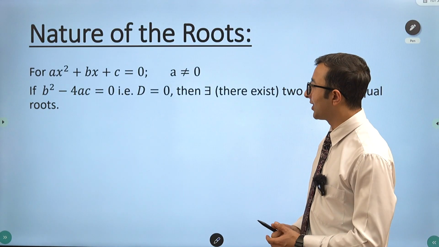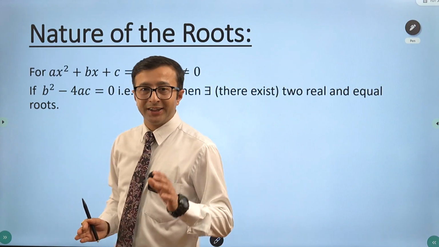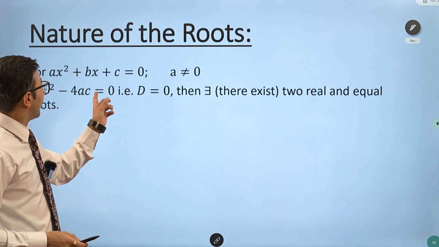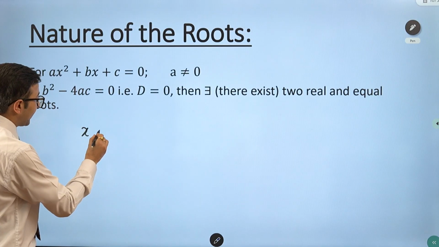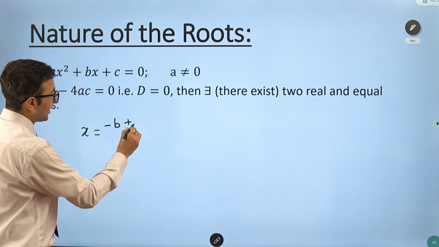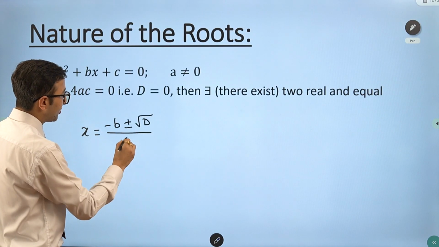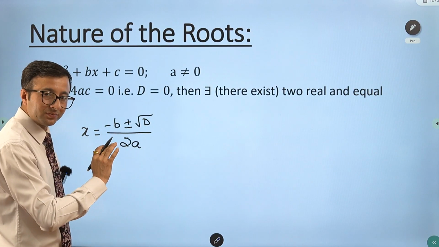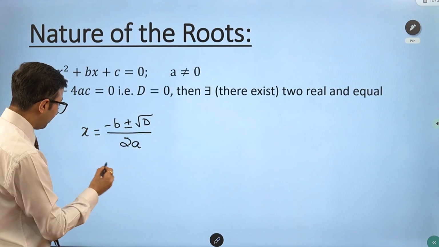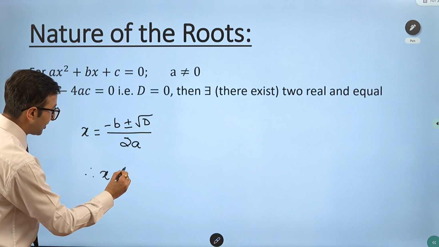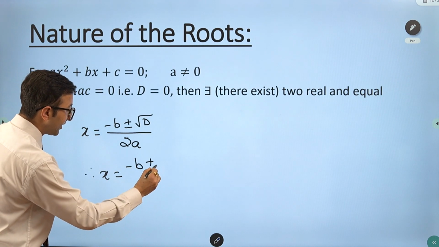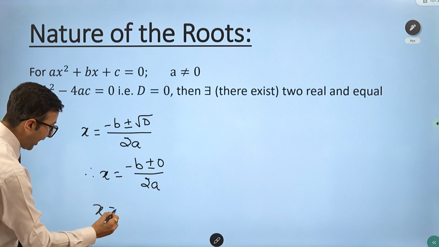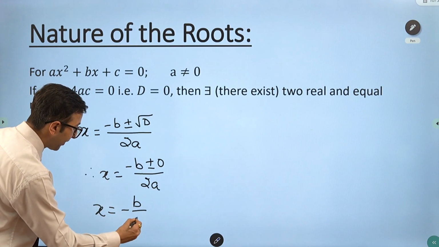So first, nature of the roots: if b square minus 4ac equals 0, that means the discriminant is 0, then there exist two real and equal roots, because we know the formula x equals minus b plus minus square root d divided by 2a. If the value of d is equal to 0, square root of 0 is 0, so the value of x is minus b plus minus 0 divided by 2a. So here you can see that the value of x is minus b divided by 2a.